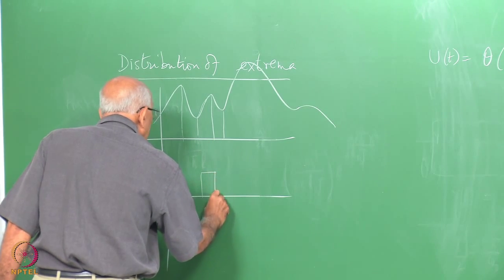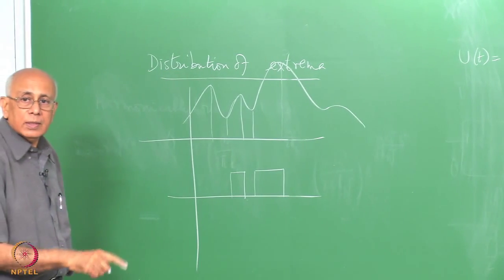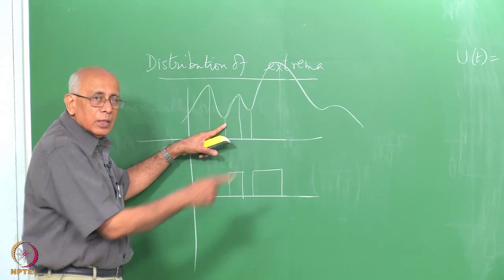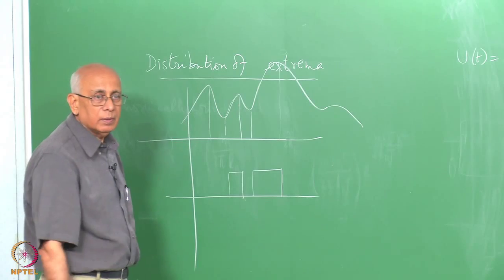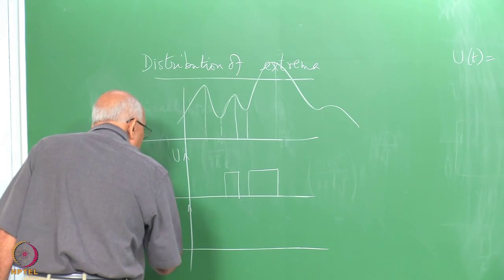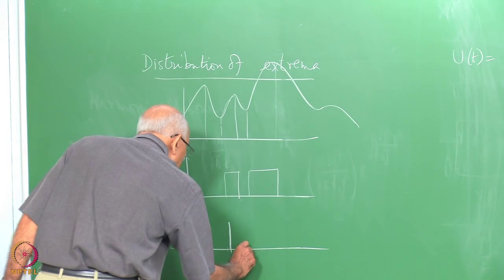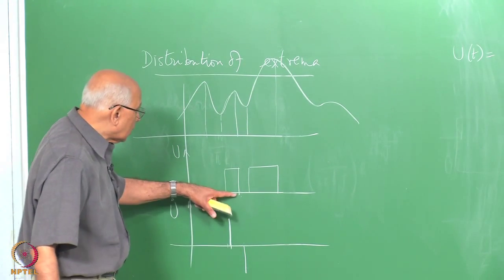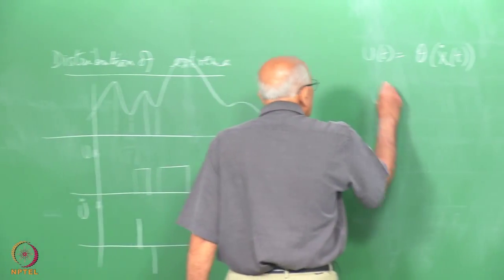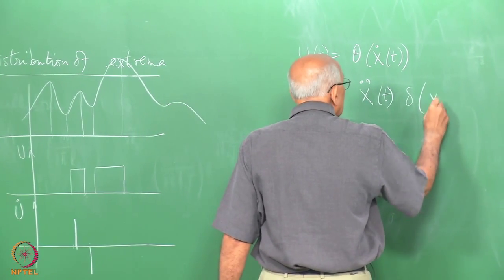So in this segment this guy is positive, then again in this segment the guy is positive, and so on, and 0 in the segments where x dot is negative. So between a maximum and a minimum this process is 0, and between a minimum and a maximum it remains 1. And as before, if I calculate u dot, the up crossings would correspond to unit delta function with plus 1 weight, and the down crossings would correspond to minus 1 weight. So the maxima would correspond to minus 1 weight and the minima would correspond to plus 1 weight. So u dot equal to x double dot of t delta function of x dot of t.